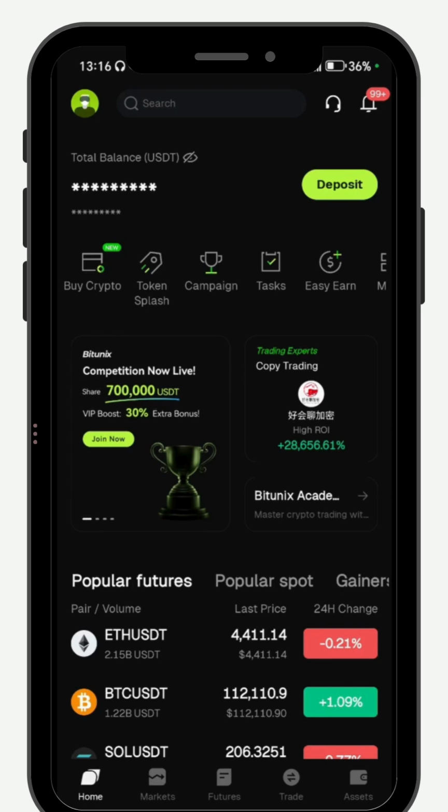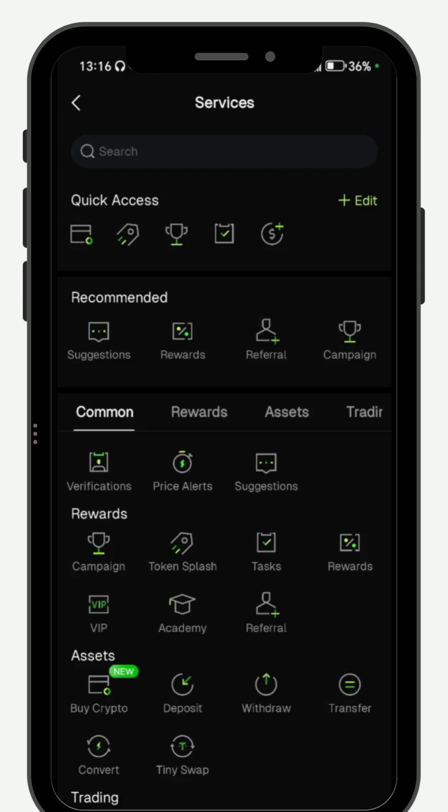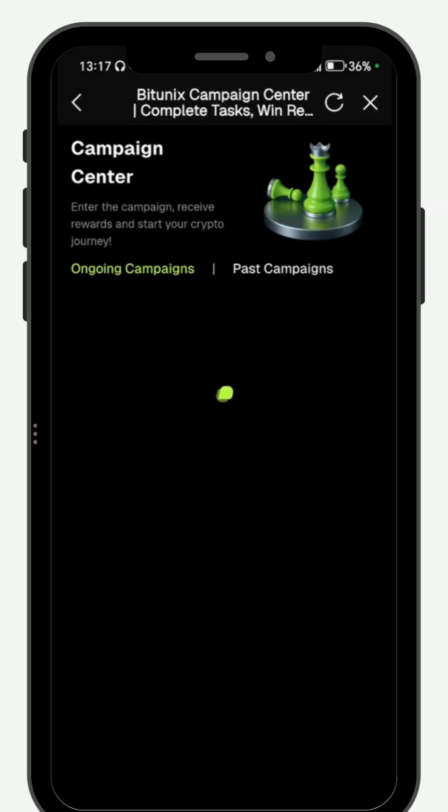Now, when you open Bitunix, this is the interface. You're going to see buy crypto, token splash, campaign, task, easy ecosystem. You can just go to more. You see everything else there, quick access to all the different features they have here. They have recommended services, suggestion, rewards, referral, campaigns, common reward assets. You can scroll down, or click on the reward section, and you see campaigns. You can click on it and see the different available campaigns.